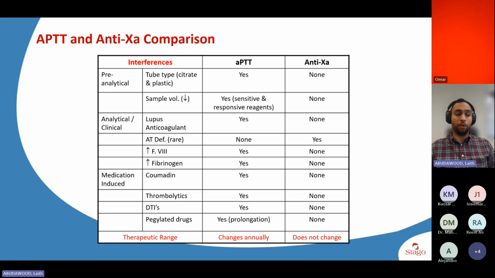And it's quite a big problem sometimes if I have a test that I really need to rely on to monitor unfractionated heparin, but it has so many interferences, which raises a lot of questions about whether my result is valid or not, which anti-Xa takes out as a variable factor. Last point that's worth mentioning: the therapeutic range for APTT has to be established at least annually using the Brill-Edwards graph. However, for anti-Xa, this is not really the case. So you will not have to go through this annual headache of re-establishing your APTT versus anti-Xa range.